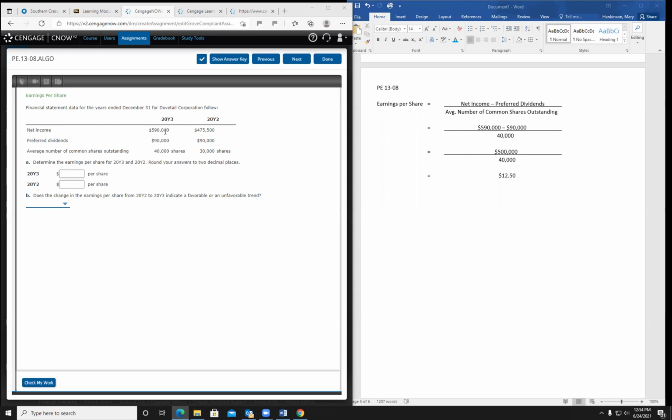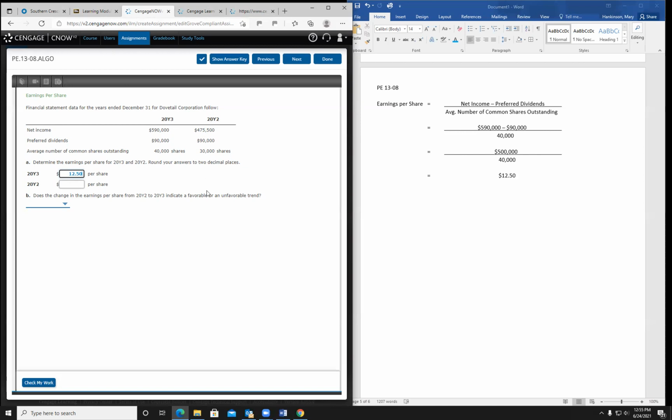And so you basically are going to take your net income less your preferred dividends and divide it by the average number of common shares outstanding. So in this problem, it actually gives you all that information. You don't have to come up with an average yourself. It tells you what your average is for each year. So it's just a matter of plugging the numbers in and doing the math. So you're going to take the 590,000 minus the 90,000 of preferred dividends, and then divide that by 40,000 shares of outstanding common stock. And that comes up with $12.50 per share for year 3.